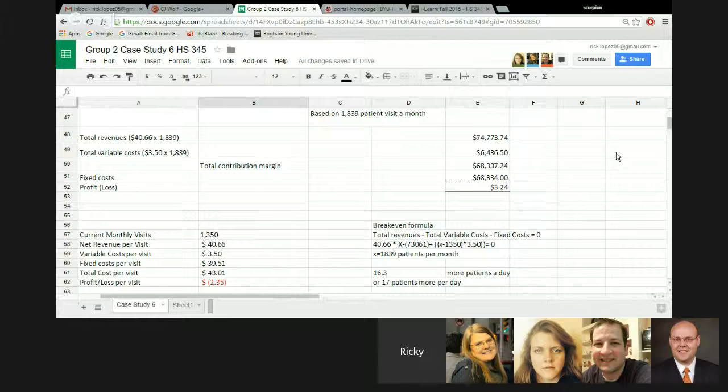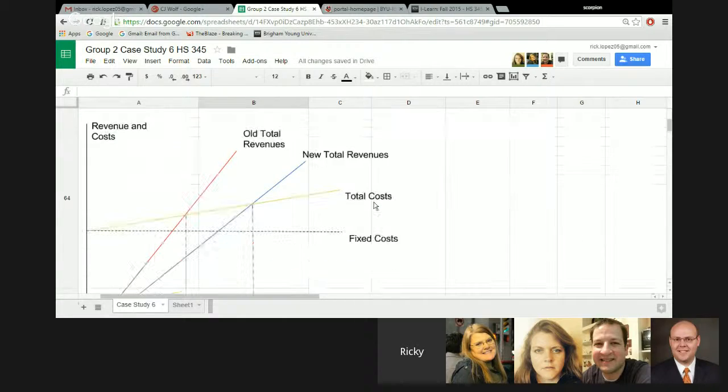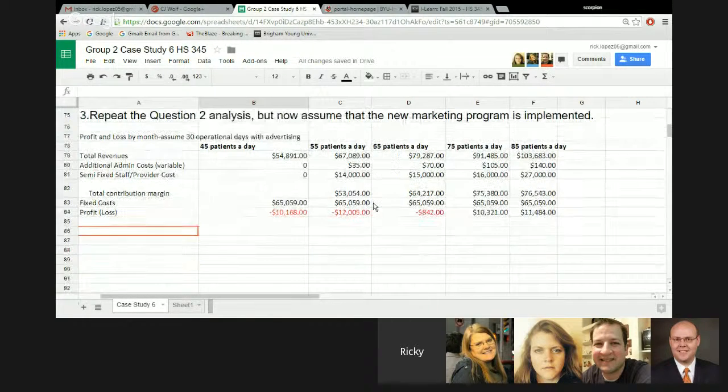Okay, and now let's go to question 3. This is Linda. I have question 3. Question 3 was to repeat the same analysis as question 2, but assume that the new marketing program was implemented. And so we did that, and so all of these figures show the $7,000 monthly fixed cost for the advertising program in the numbers.